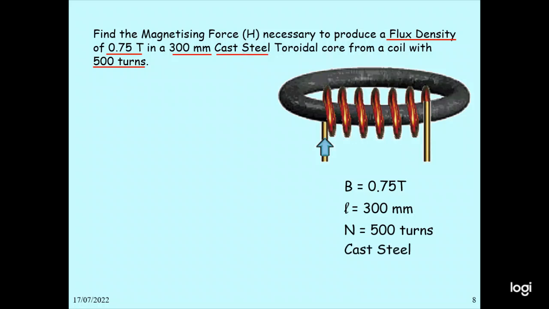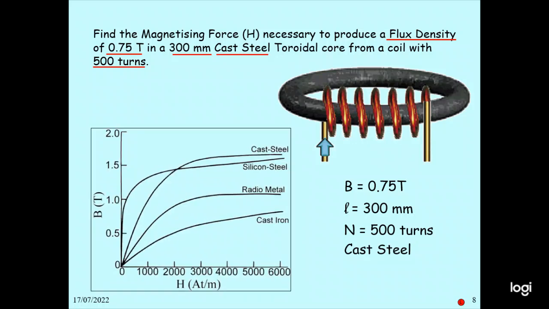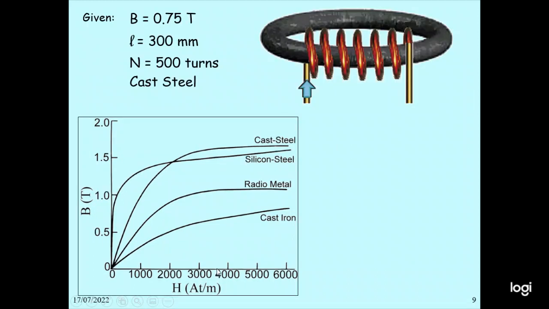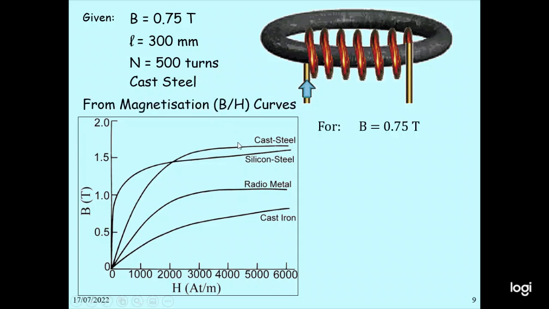So in this case, cast steel. Here we have silicon core, magnetic metal, and cast iron. We utilize this graph, and we use the cast steel curve. For the magnetization BH curve, B equal to 0.75 Tesla, you can find out H equal to 750 ampere turns per meter.